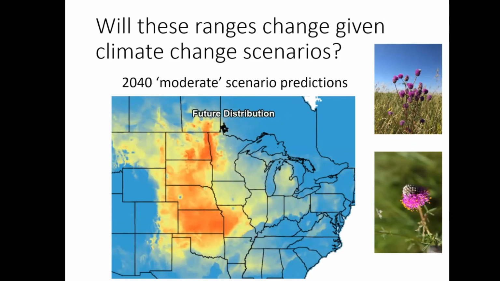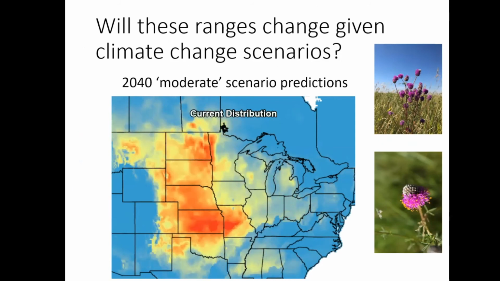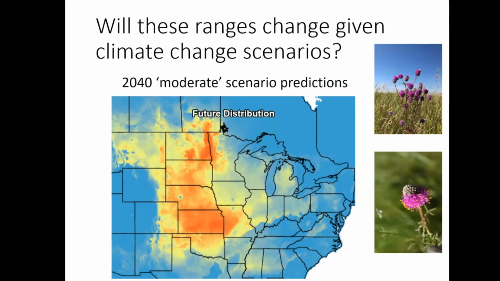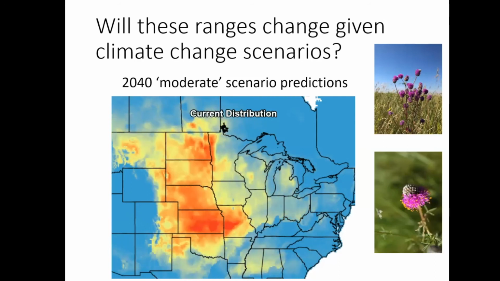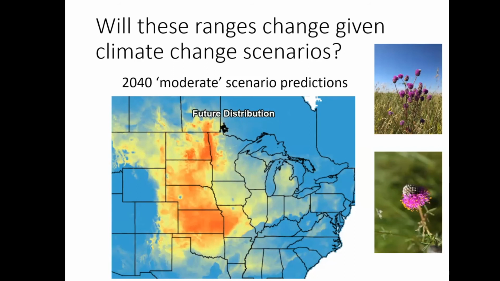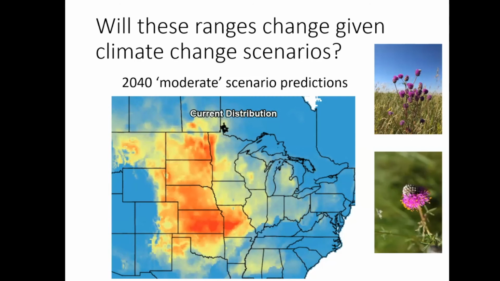Now, once I have our contemporary models, I wanted to then compare, will these ranges change given climate change scenarios? So in this GIF, I'm using a 2040 moderate climate change scenario. So we're just predicting in the near future here. And we can even see that, again, areas of red indicate very high habitat suitability, with the lower yellow to blue tones indicating low habitat suitability.